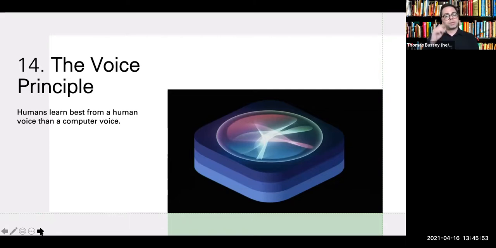So the voice principle says that humans learn better from a human voice rather than a computer voice, right? And this isn't something that we deal with often, but it is something that you might want to consider as you're designing potential instructional materials, that it's more efficient and more effective to have your voice as the narrator than to let some sort of computer, Siri or Alexa or something like that actually do the speaking for you.